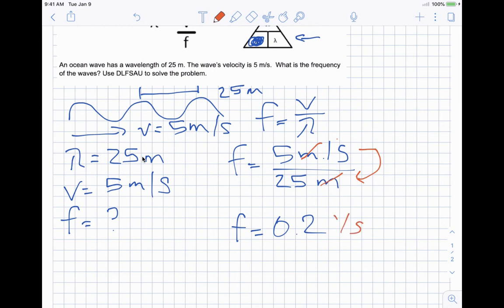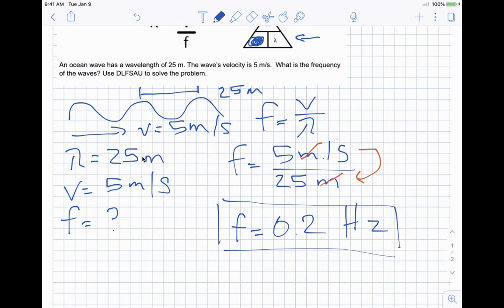And as you know from our lectures, a per second is equivalent to a hertz, right? Which means that instead of writing per second, I can just simply write the unit as hertz. So this is my answer, 0.2 hertz.